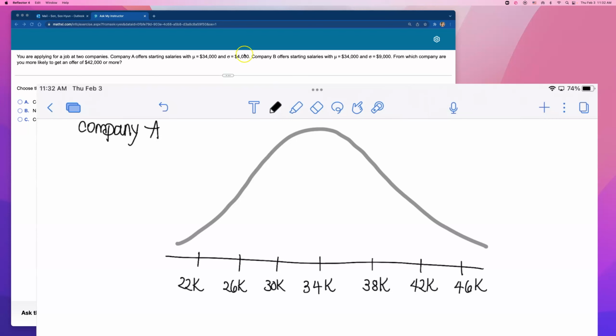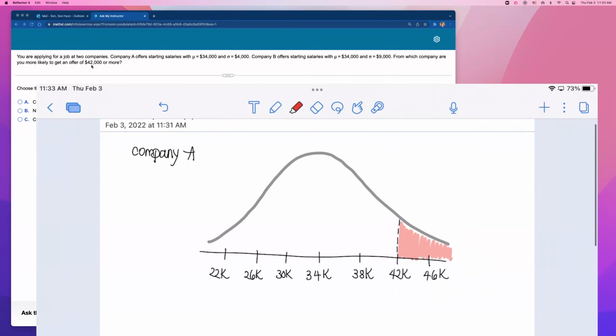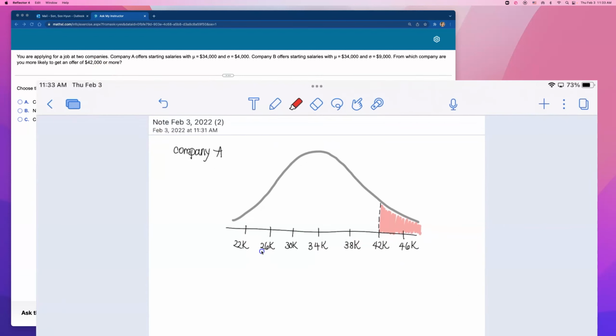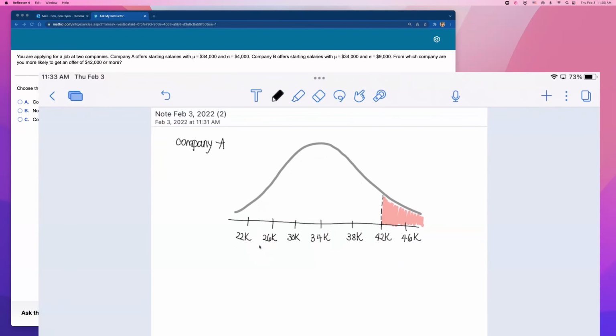So, what's the chance at company A for me to get an offer that is $42,000 or more? Right, there is $42,000 right there. I'm interested in making money that is higher than this. Now I'm going to try to find an actual percentage, but I'm just going to draw pictures for you, okay? So that's company A's picture. Let me draw company B's picture.